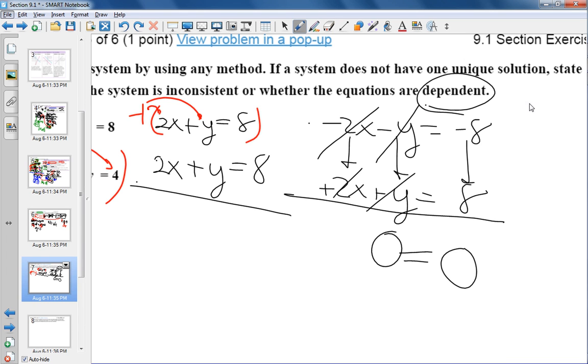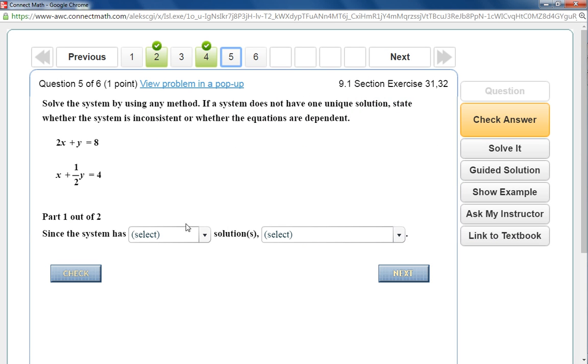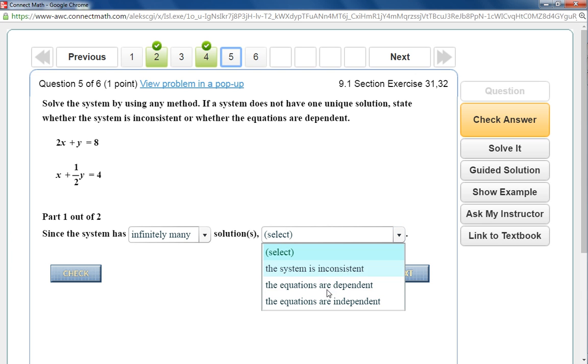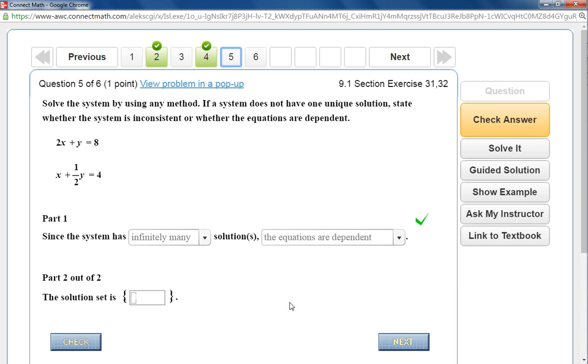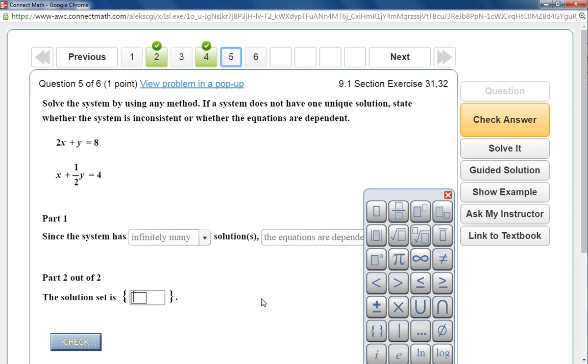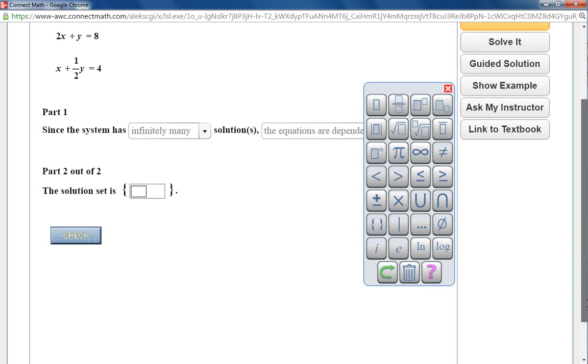So how do we answer this one then? It has infinitely many solutions, and the equations are dependent. Well, how do we write the solution set? It's entire x and y. I don't know how to do this part, really. Any ideas?